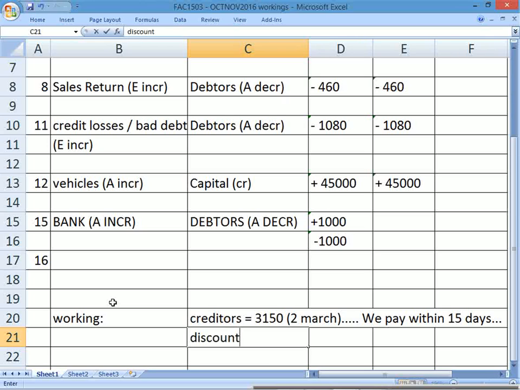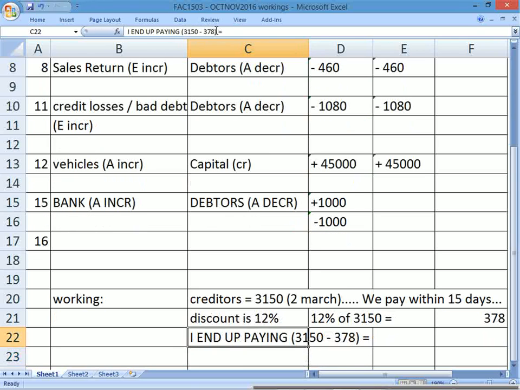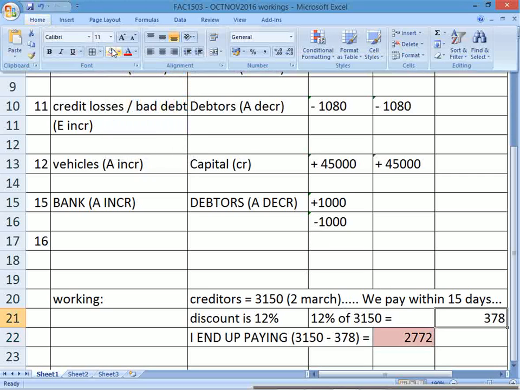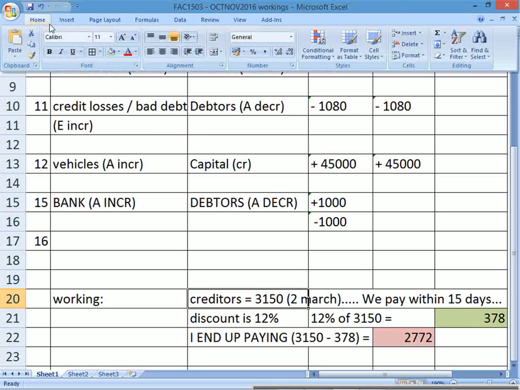Okay, so how much am I actually going to pay? Well, the discount is 12%. So what is 12% of 3150? Let's work it out. 3150 times 12% is 378. Okay, so that means I end up paying 3150 minus 378, close brackets, equals, I end up paying that amount. So this is what I pay. That's my payment. That's my discount. And that's the outstanding liability.